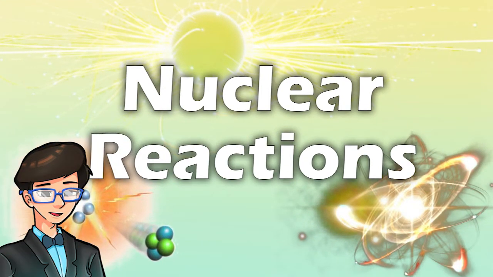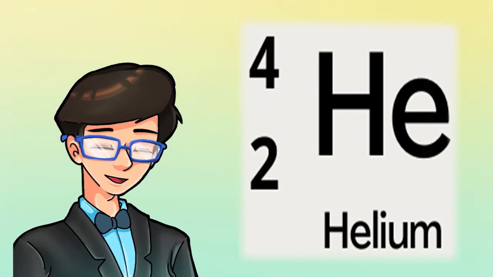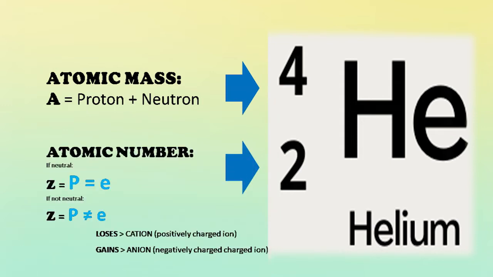Before we discuss the nuclear reactions in the different types of radioactive particles, let us first have a review on how to get the atomic number and atomic mass. This is helium. The number 4 is the atomic mass, represented by letter A, na pwedeng makuha by simply adding the proton number and neutron number. Meanwhile, the number 2 is the atomic number, which is represented naman by letter Z.